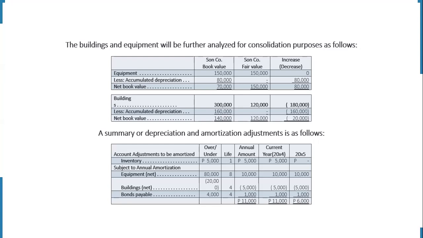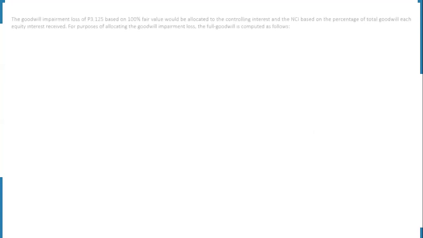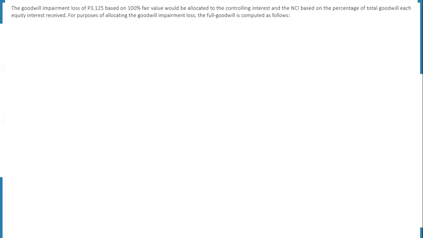And we have now the buildings with net overvaluation in the amount of 20,000 divided by 4, so it means 5,000 per year. And the discount on bonds payable, the amount of 1,000 that should be charged to interest expense. Now, the goodwill impairment loss of 3,125. Actually, in the previous problems that we already discussed, the amount of the goodwill impairment loss is 3,750. If you can recall this problem, we have already used the figures in the previous problems.